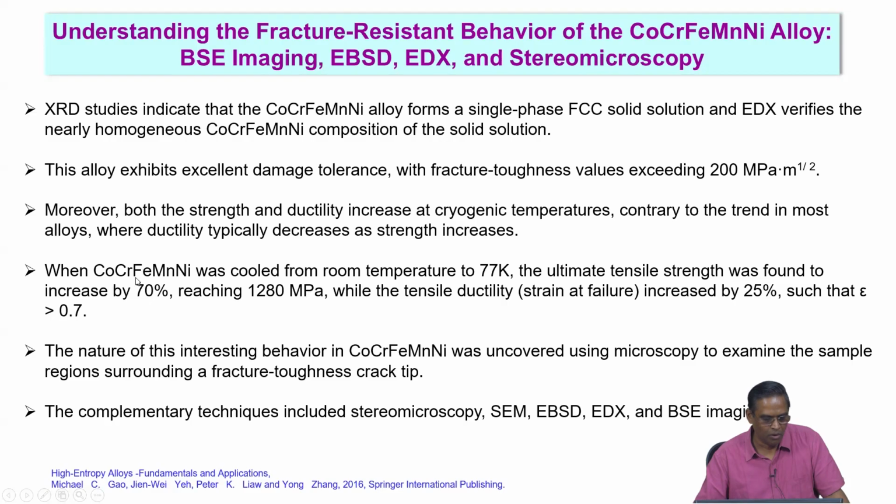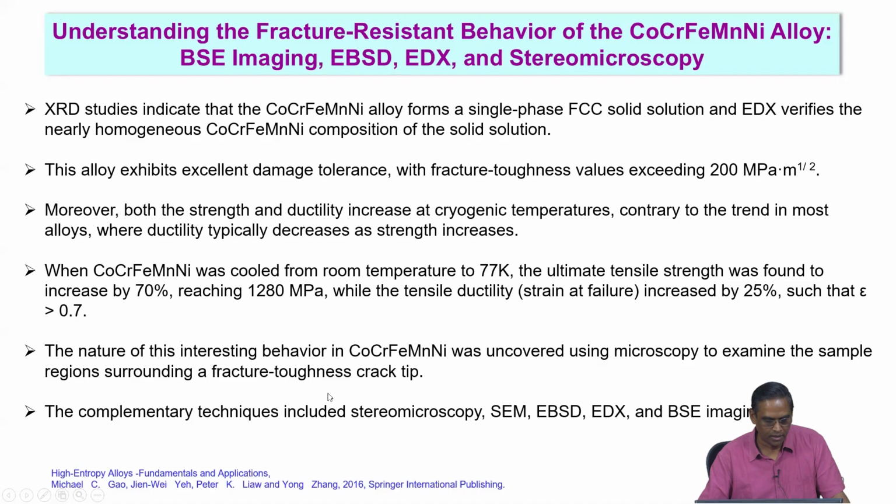When this cobalt, chromium, iron, manganese, nickel alloy was cooled from room temperature to 77 Kelvin, the ultimate tensile strength was found to increase by 70%, reaching 1280 MPa, while the tensile ductility increased by 25%, such that the true strain is more than 0.7. The nature of this interesting behavior was uncovered using microscopy to examine the sample regions surrounding the fracture toughness crack tip.